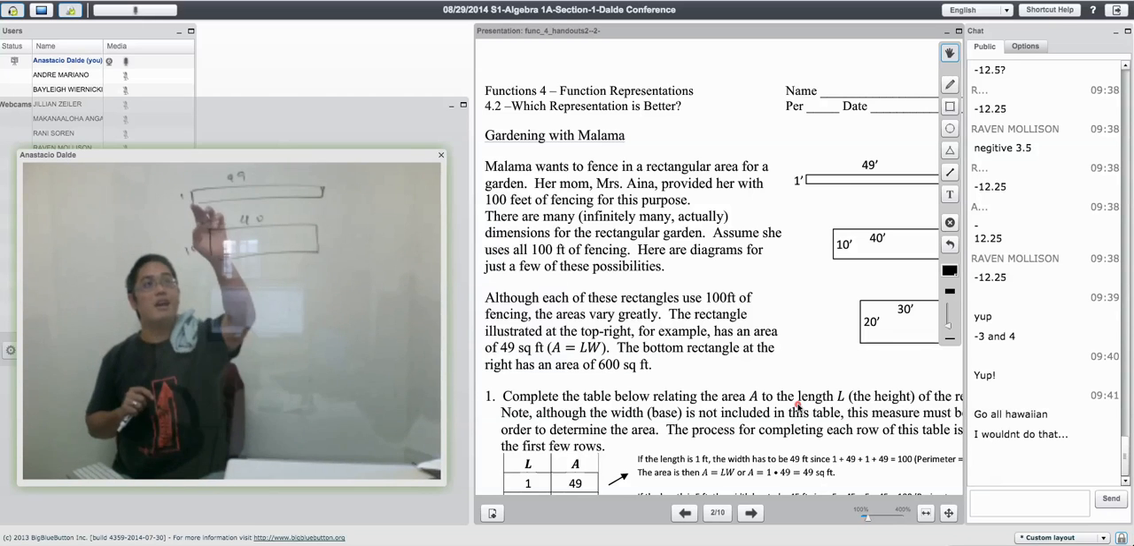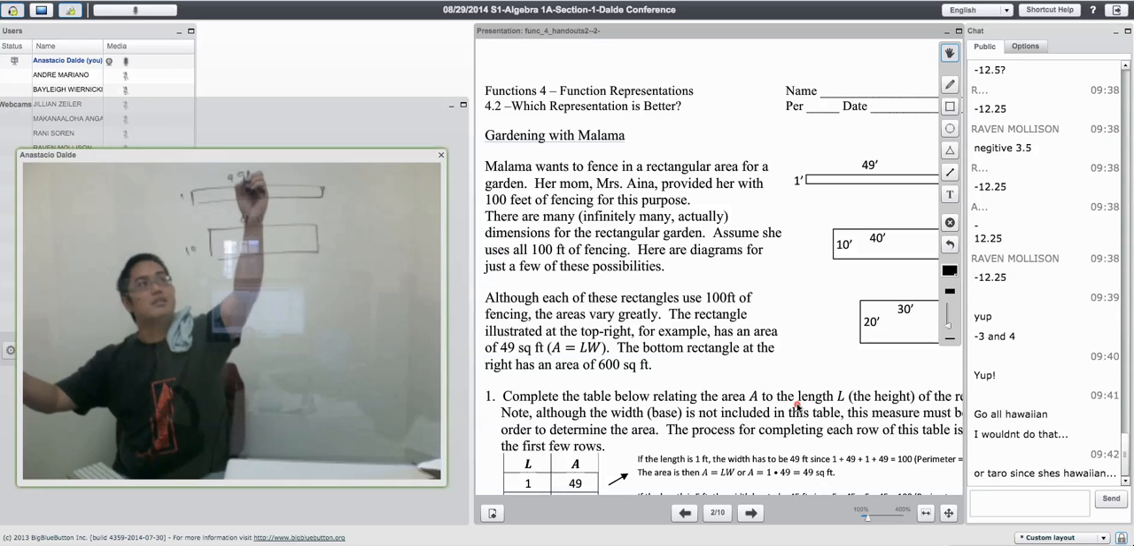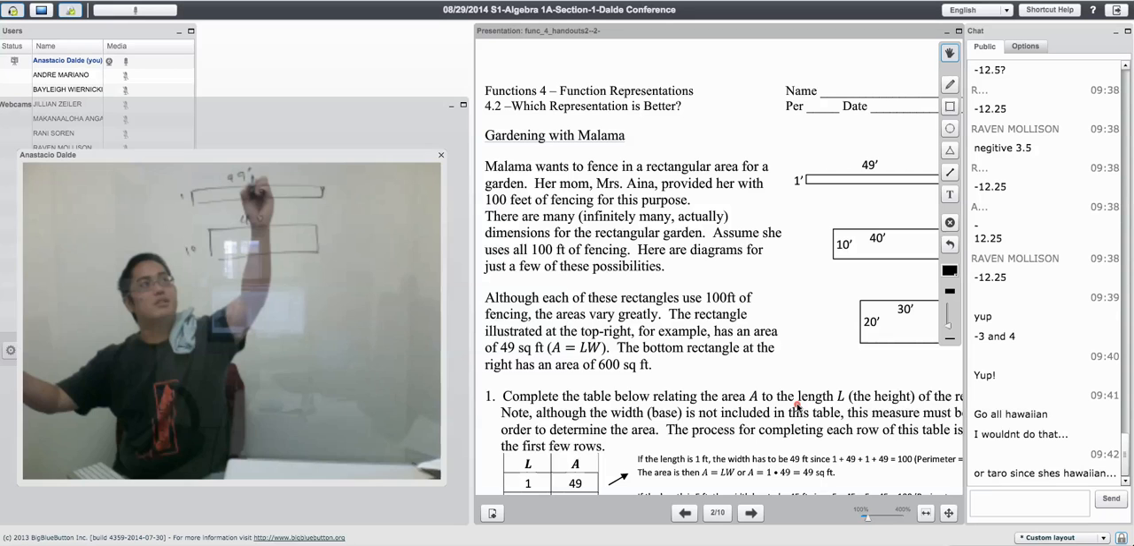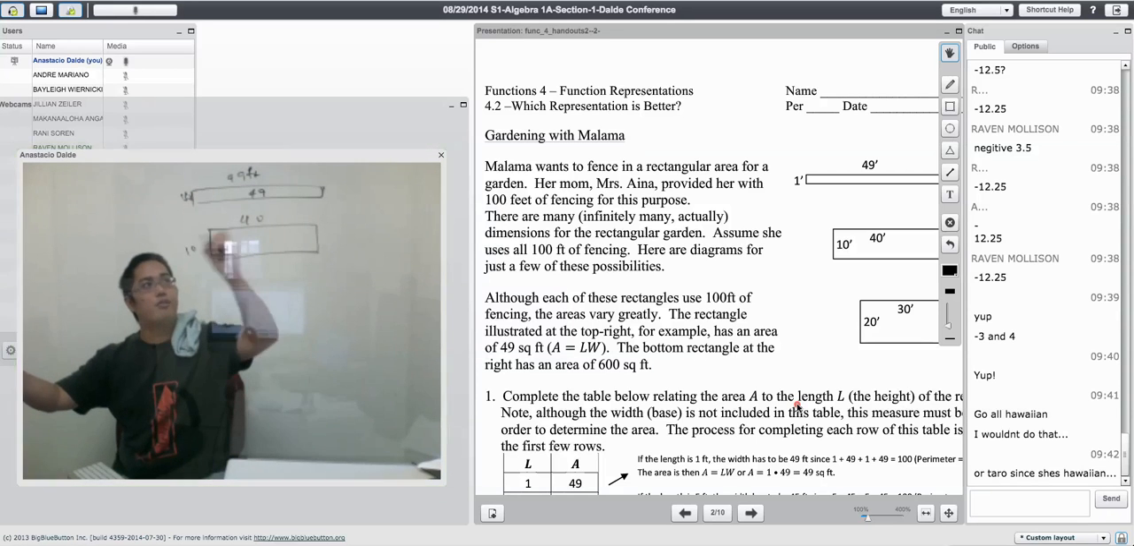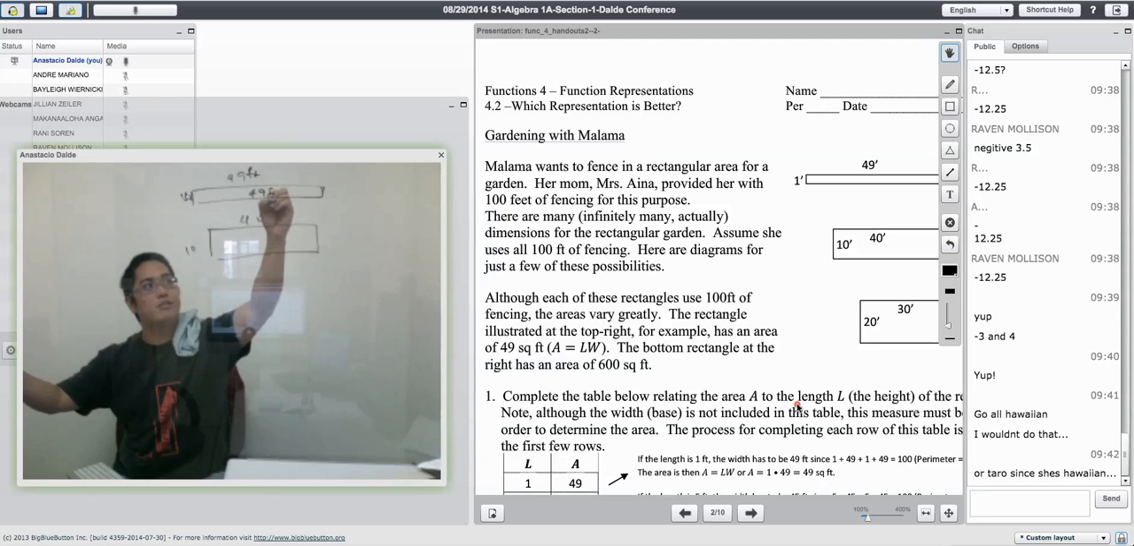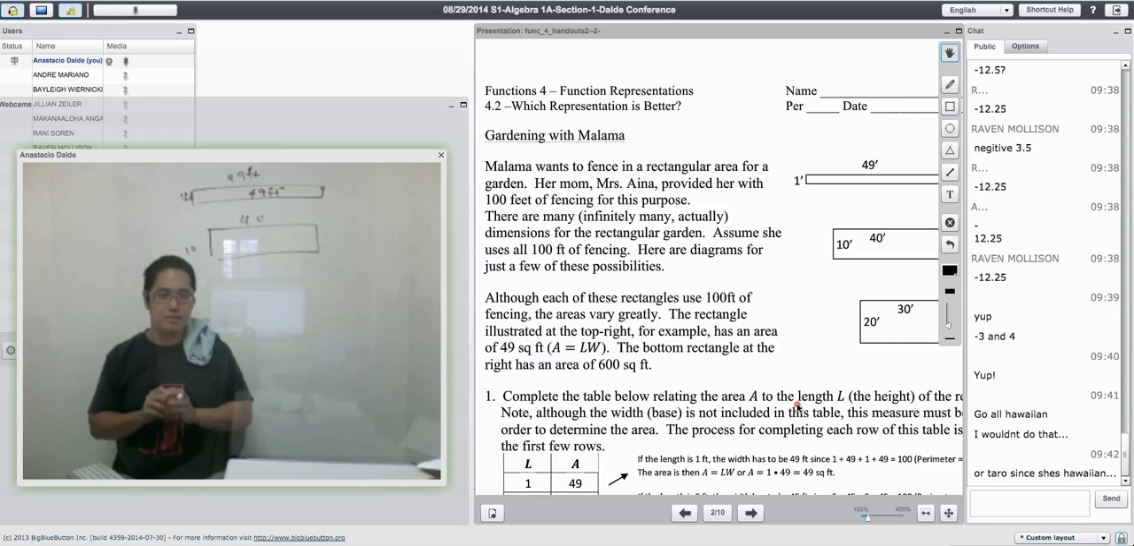And then if we calculated the area of this thing, the area is what? 1 times 49, that's 49 feet squared. This is 49 feet. This is 1 foot. 49 feet times 1 foot is 49 feet squared. Did I just confuse you? Do you guys understand what I'm saying?